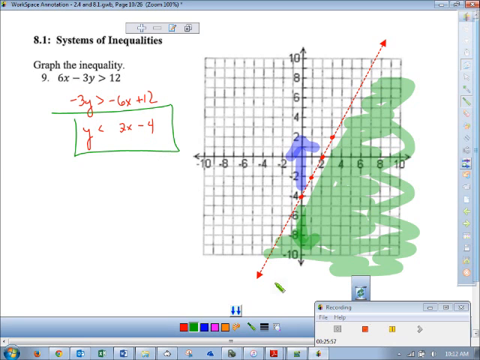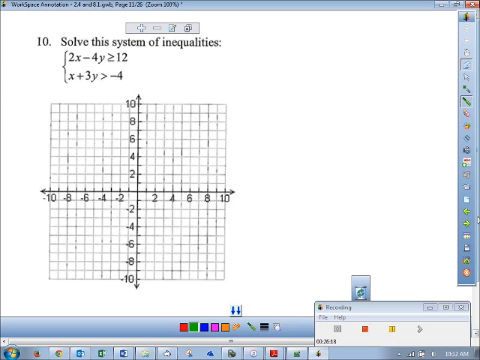The only time you can use that trick of look at the symbol is if it's in slope-intercept form, though. In standard form, you have to use a test point, and that's a lot of extra work. Cool? Let's try it again. Solve this system of inequalities. The only way you solve it is by graphing. So let's take the first dude and put him in slope-intercept form.